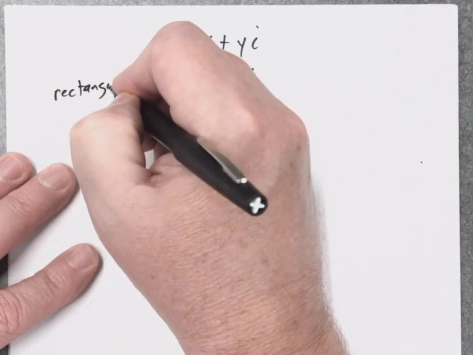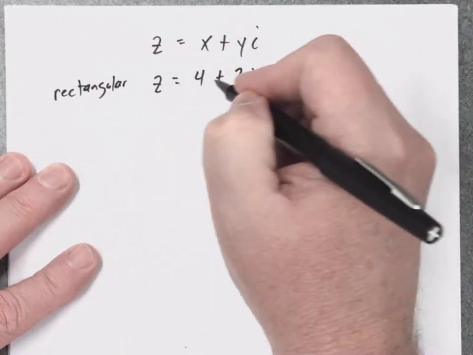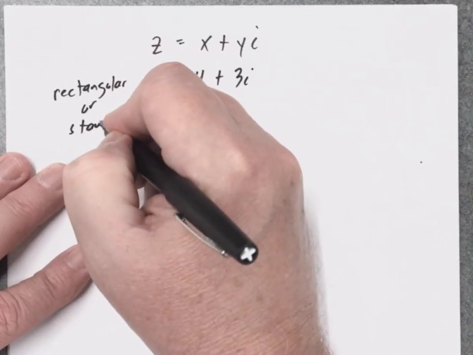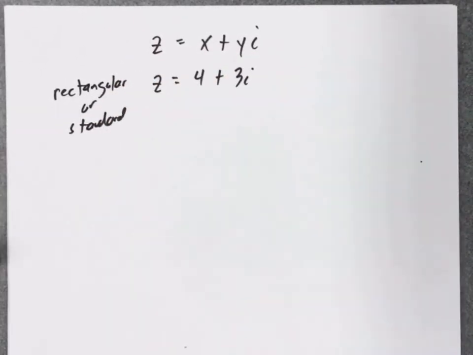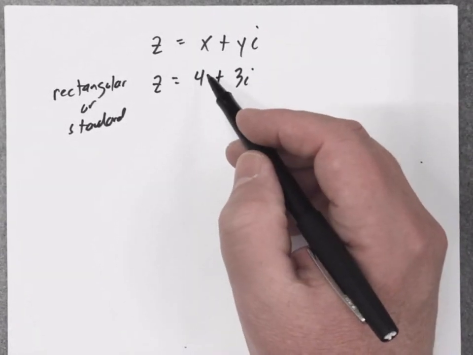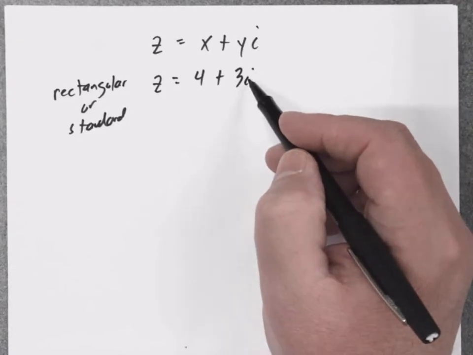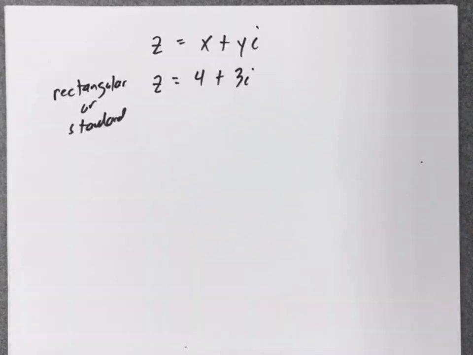A lot of times they call this rectangular form. Sometimes they call it standard form. It's just the normal way we learn to write complex numbers: the real part plus the imaginary part. The real part is always just a real number. The imaginary part has this i here.